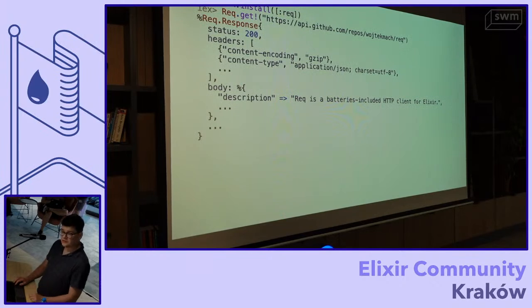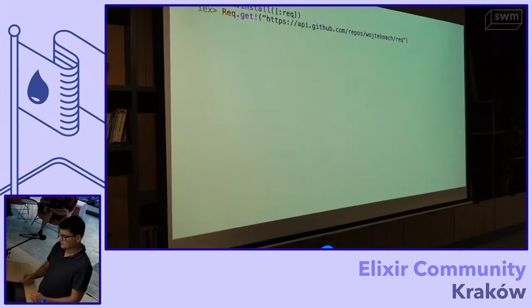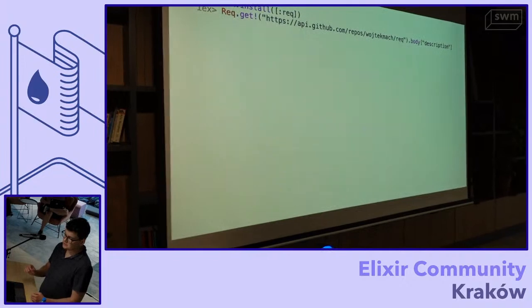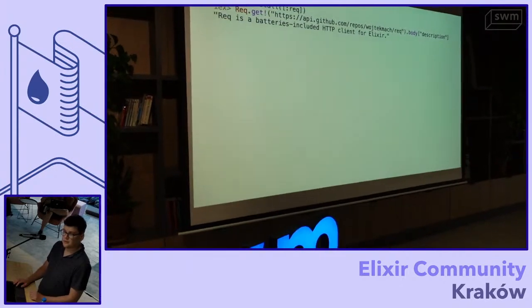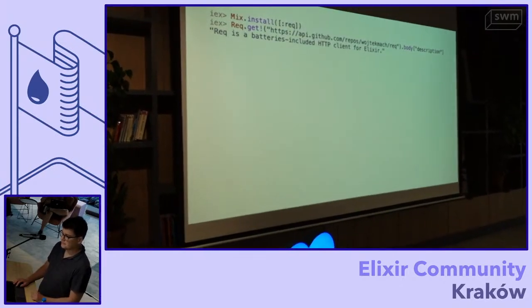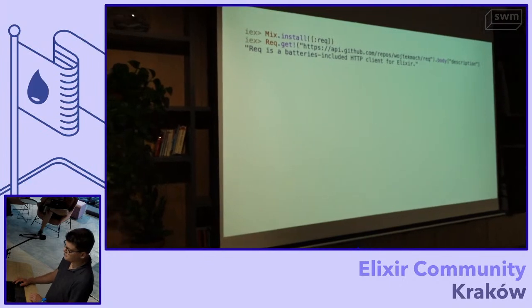The other header is content-type. Here it's application/json. And similarly, when Req sees this header, it will look at the value and try to automatically decode. So it did decode the JSON into an Elixir map. What I often like to do is to access the body field directly. And if I work with JSON, it's going to be automatically decoded. So I would reach for the key. Yeah, this is the description of the project.